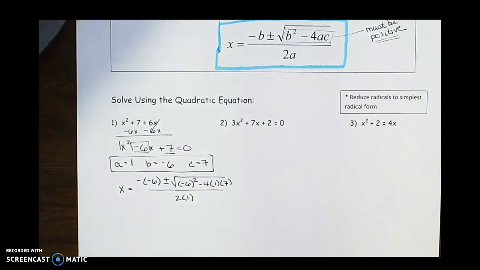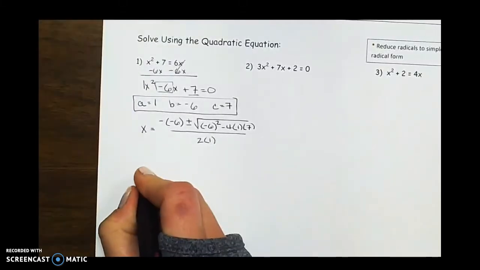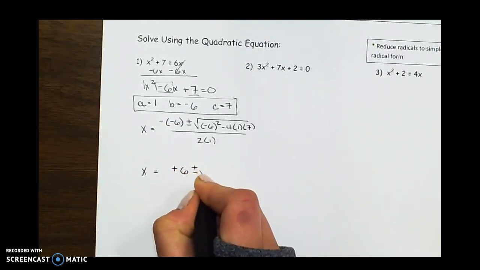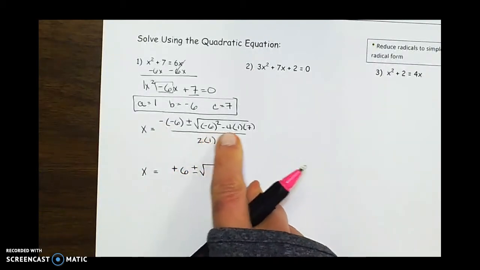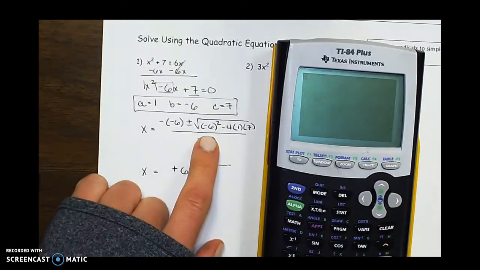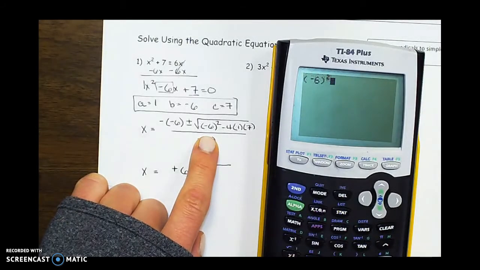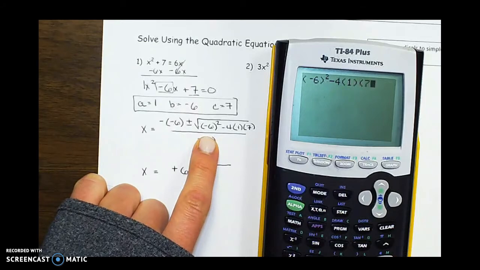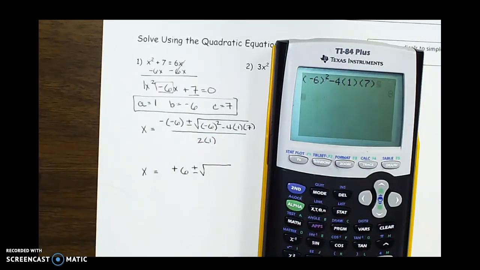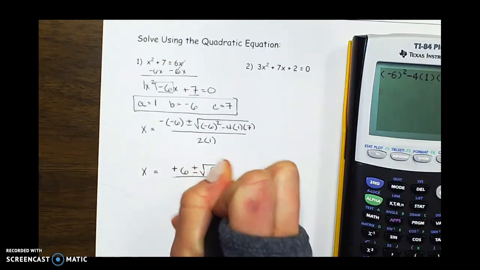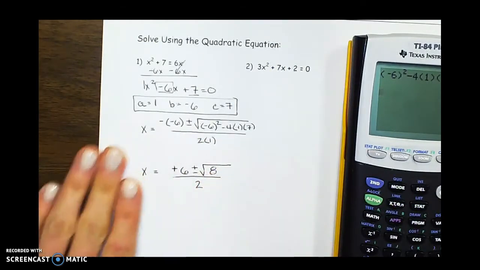Okay, let's go ahead and simplify this. So x equals negative 6 becomes just a positive 6 plus or minus the square root. Now I'm going to take what's underneath here and plug it into my calculator to get what goes underneath the square root symbol. So in parentheses I go negative 6 squared minus 4 times 1 times 7, and we hit enter, and we get 8. So 8 is going to go underneath the radical, and this whole thing is over 2 times 1, which is 2.